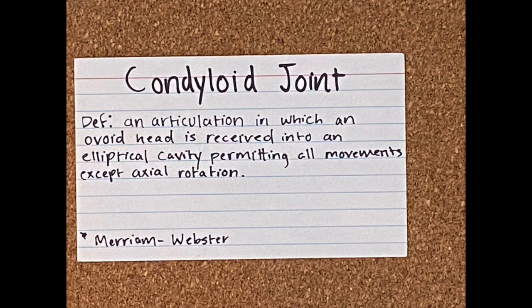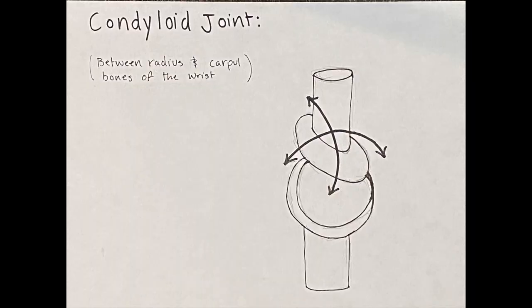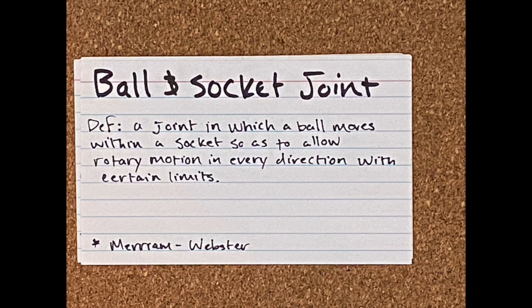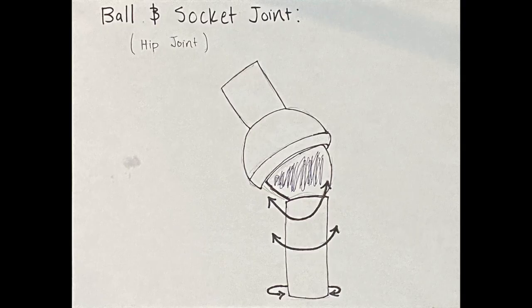A condyloid joint is an articulation in which an ovoid head is received into an elliptical cavity permitting all movements except axial rotation. The condyloid joint can be found between the radius and carpal bones of the wrist. Ball and socket joints are a joint in which a ball moves within a socket so as to allow rotary motion in every direction within certain limits. One example of this would be the hip joint.